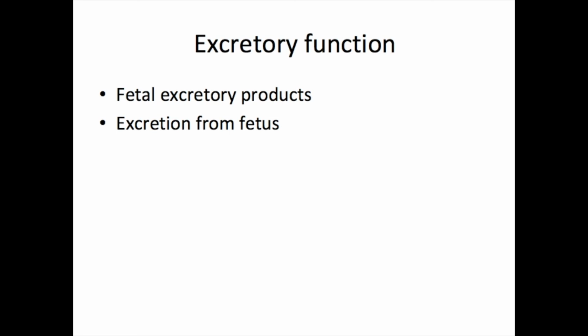Now, the excretion from the fetus depends on the diffusion gradients across the placental membrane and its permeability. And there is continual diffusion of these substances from the fetal blood's high concentration to the maternal blood's lower concentration.